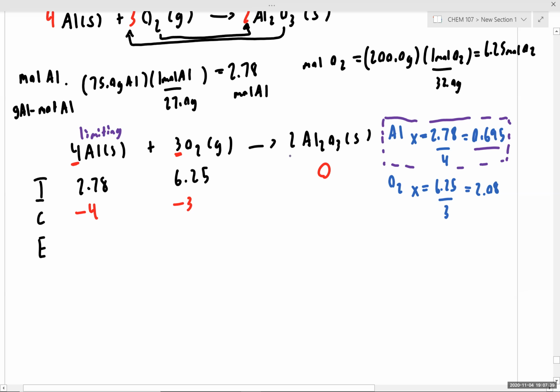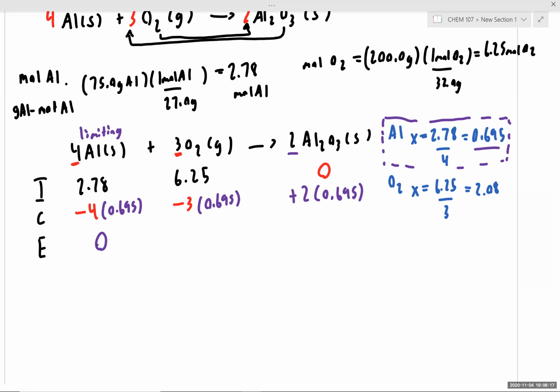Now, what's the change coefficient for aluminum oxide? Is it +1, +2, +3? It's 2X, exactly right. So we're going to plug in our value of X into each portion of our ICE table. As aluminum's limiting, we'll be left with 0 moles of aluminum at the end of our reaction.